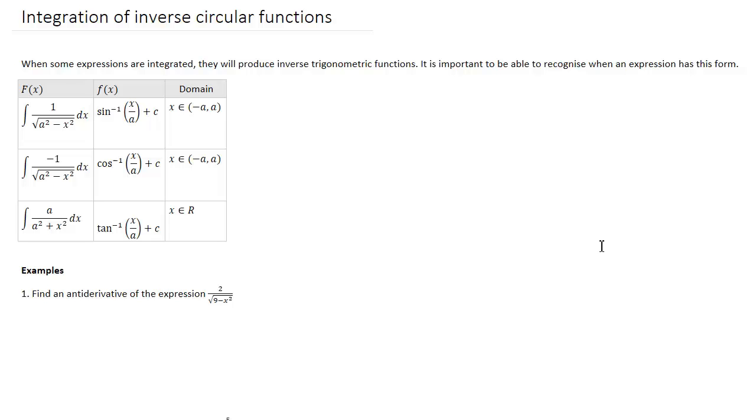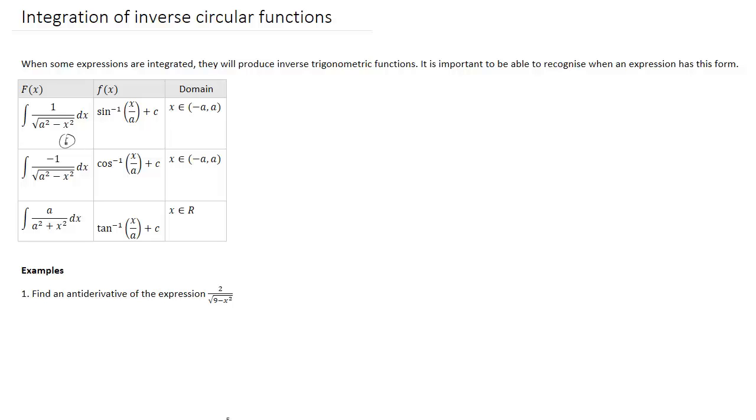Welcome to this video that explores the integration of inverse circular functions. Now, what we're going to investigate is how to integrate certain expressions that lead to inverse circular functions. If you can see here in this table, this is the antiderivative. Capital F(x) stands for the antiderivative, and you've got three different forms.